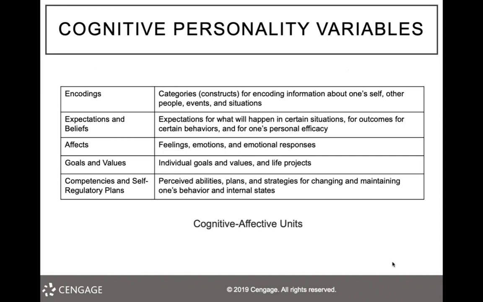Now, the cognitive affective units, some examples are encodings, categories for encoding information about oneself, people, events, situations. So what does encoding mean? It basically means kind of like your belief systems, right? What do you encode? What are you kind of putting in your memory? What are you feeding to your system? What are you programming within your mind? Like, are you a worthy person? Are you loved? Are you cared for? Are you someone that people don't really love and appreciate? And then you're responding based on that cognitive affective unit, that encoding, that sort of information.